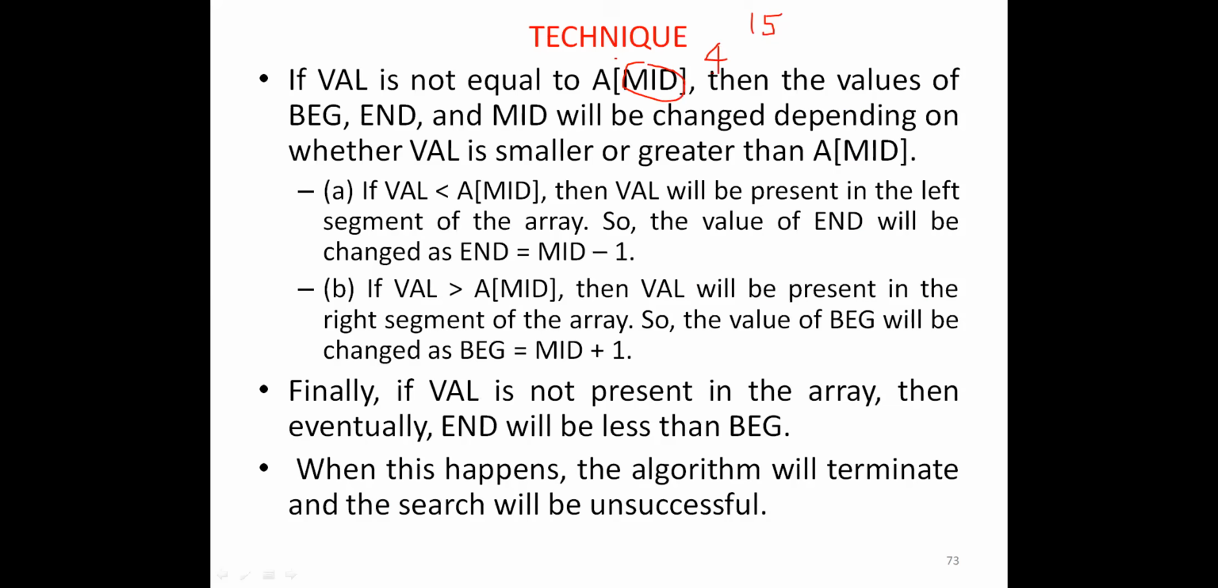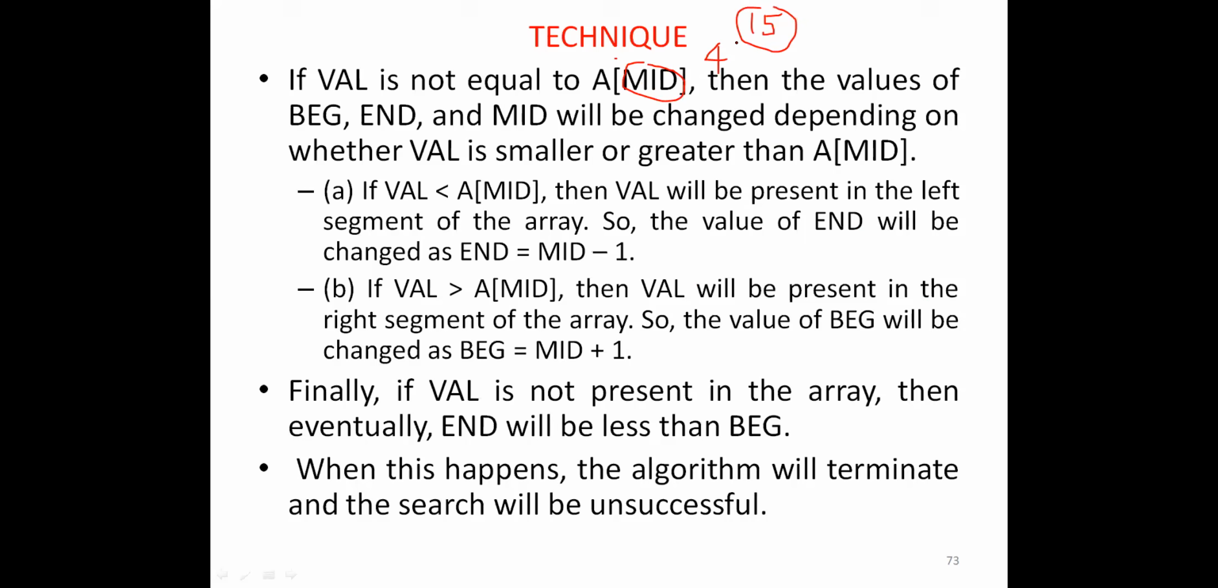I have 10 elements in the array. So is a of 4 equal to 15 or not? If it is equal, I'll directly tell that the element is found. That's all, simple. The algorithm finishes. It exits the loop.